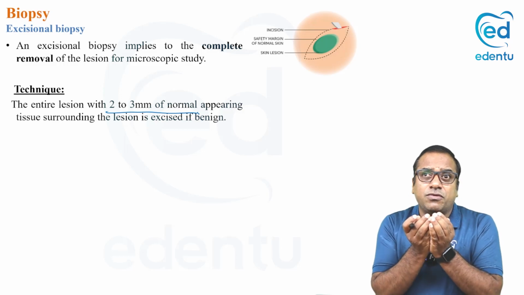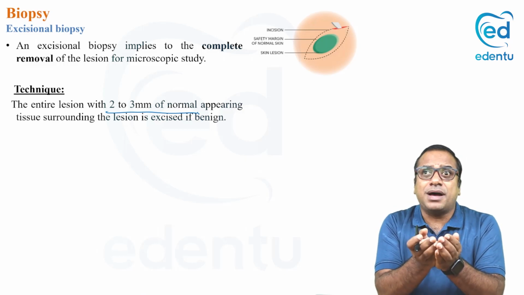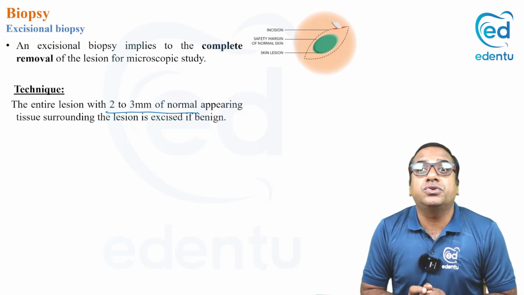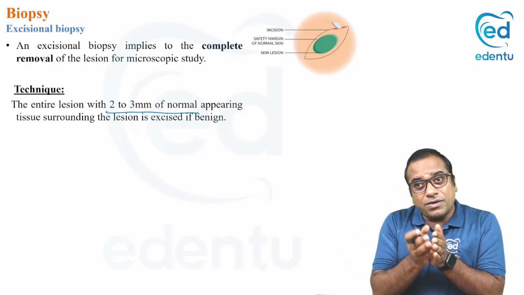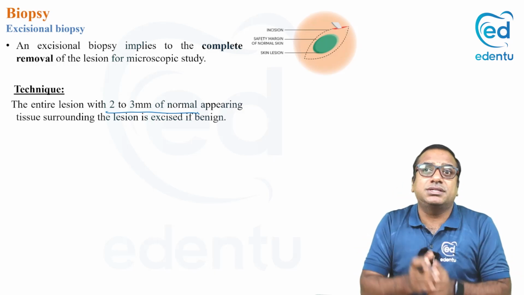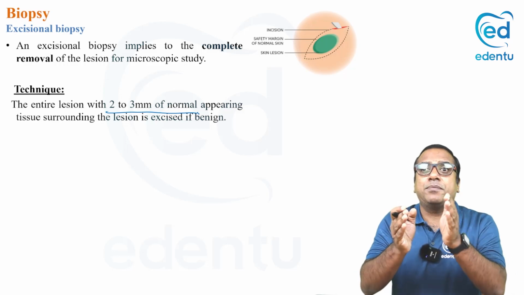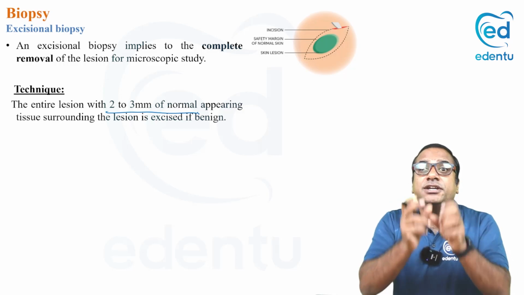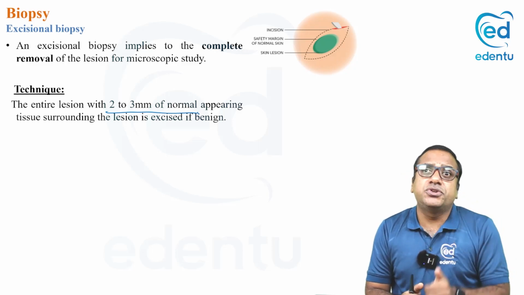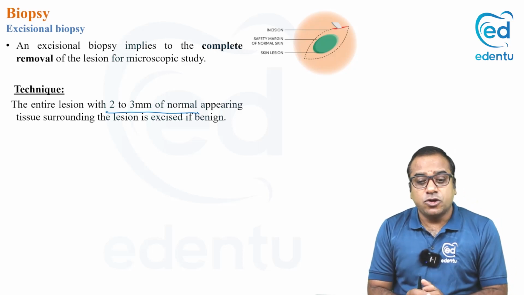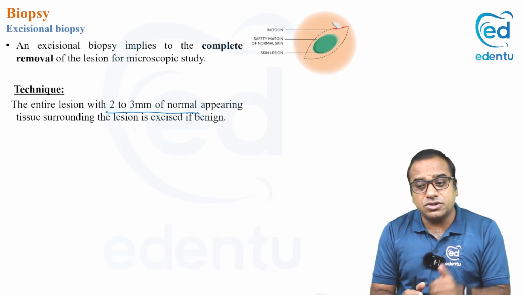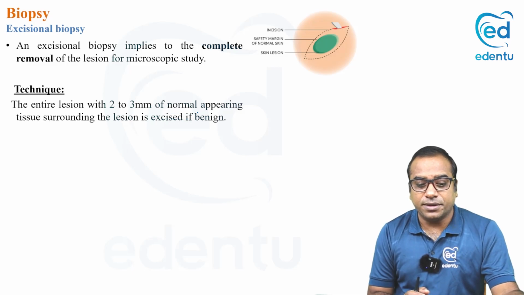Whenever you are removing the diseased mass, along with that 2 to 3 millimeter of healthy tissue also you should take it out. So that will give a reference for the pathologist to know what is healthy and what is unhealthy. Normal and abnormal tissues will have differentiation to study. So always in your biopsy, healthy tissue also should be there. So 2 to 3 millimeter of normal appearing tissue surrounding the lesion also should be taken out.